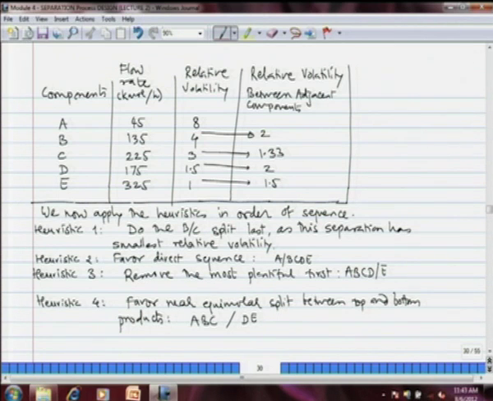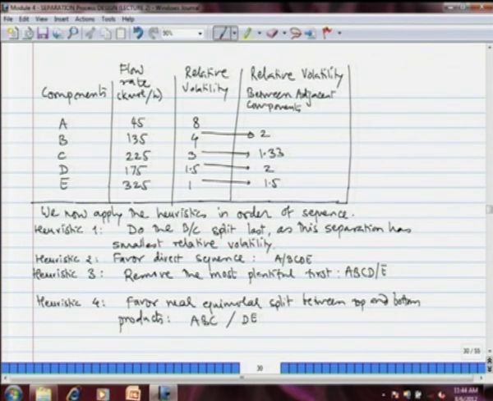The relative volatility between components can be calculated by the ratio of their relative volatilities with respect to E. For example, the relative volatility of A with respect to B is 8 divided by 4, that is 2. Then the relative volatility of B with respect to C is 1.33, 4 divided by 3, and so on and so forth. Now, we apply the heuristics in order of sequence. Heuristic 1 says do the most difficult separation last. So, if you look into all these relative volatilities, the relative volatility of B with respect to C is the least, 1.33. So, this heuristic says do the BC split last, as this separation has the smallest relative volatility.